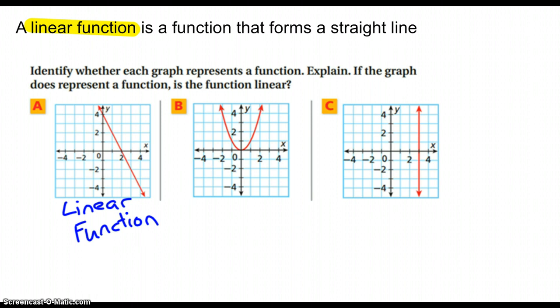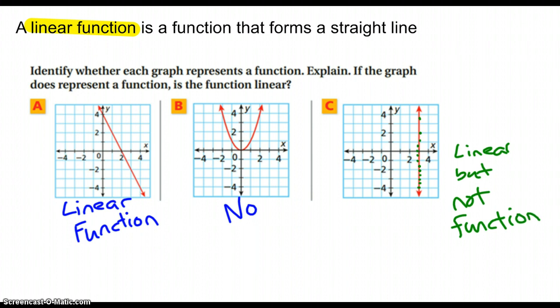B happens to be a function, but it doesn't form a straight line. So this is no, it is not a linear function. And then C happens to be linear, but it is not a function. Remember, because the vertical line has an infinite amount of points that are on top of each other. So this is linear, but not a function.